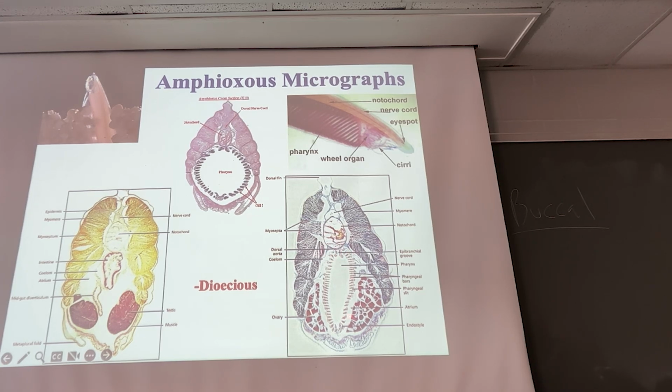And this drains into the atrium. You can see the slits. They're very numerous, right, in the pharynx. Here's a male over here. So female, male. So you can see here are some testes.